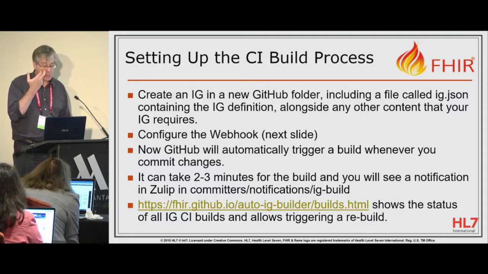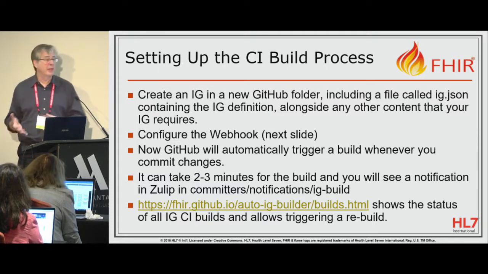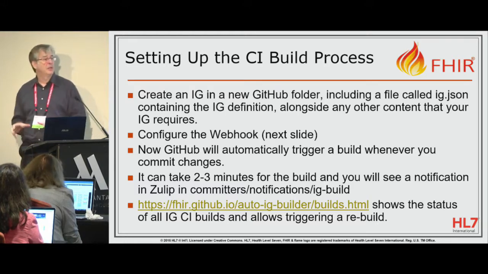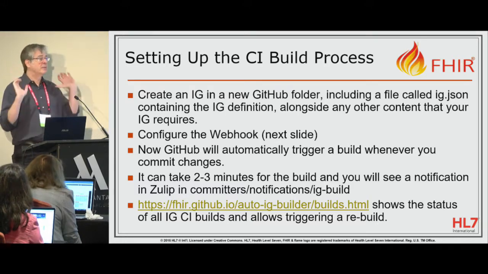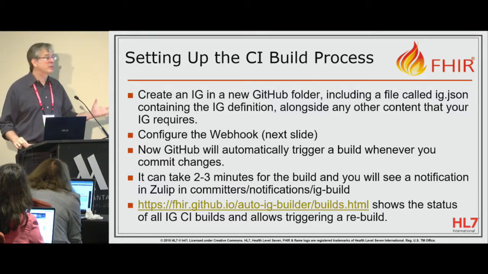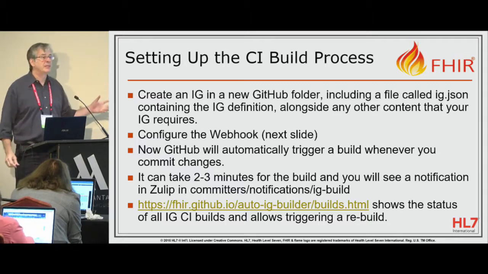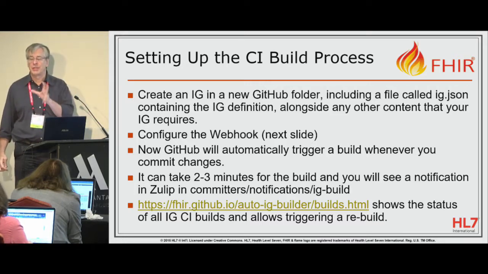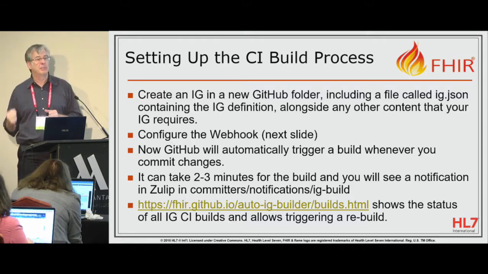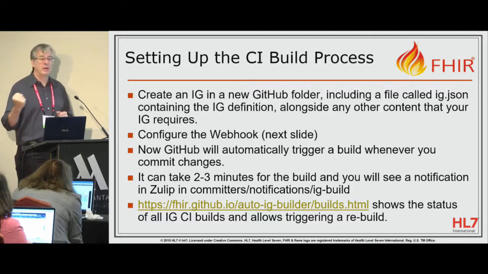It's nice because this has all been done so that your continuous integration build will happen every time you upload a change. The CI build engine goes out, grabs it, builds it, tells you whether it worked or not. You configure a webhook through GitHub, and I'll show you how to do that in the next slide. GitHub will then say, hey, this code has changed. The CI build will reach out, take a copy of all your code, and run it through the IG publisher, all automatically. It may take 2, 3, minutes, depending on your server.